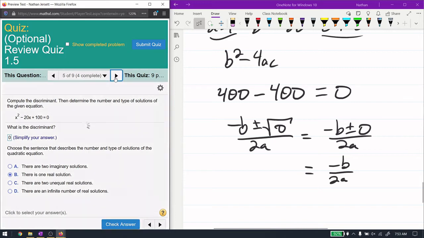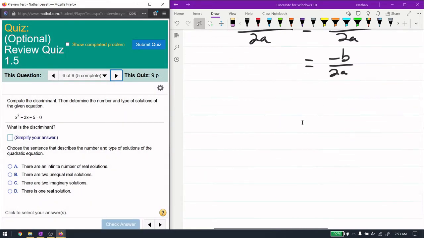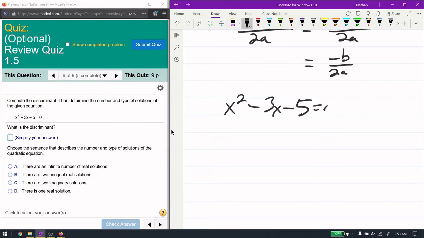And if we had a discriminant that is positive, which hopefully this one is, we would have 2 real solutions. Minus 5 equals 0.